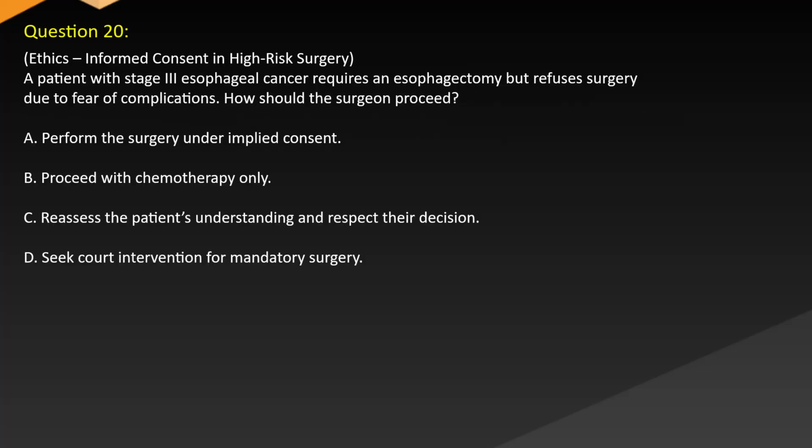Question 20. Ethics. Informed consent in high-risk surgery. A patient with stenosing esophageal cancer requires an esophagectomy but refuses surgery due to fear of complications. How should the surgeon proceed? A. Perform the surgery under implied consent. B. Proceed with chemotherapy only. C. Reassess the patient's understanding and respect their decision. D. Seek court intervention for mandatory surgery.